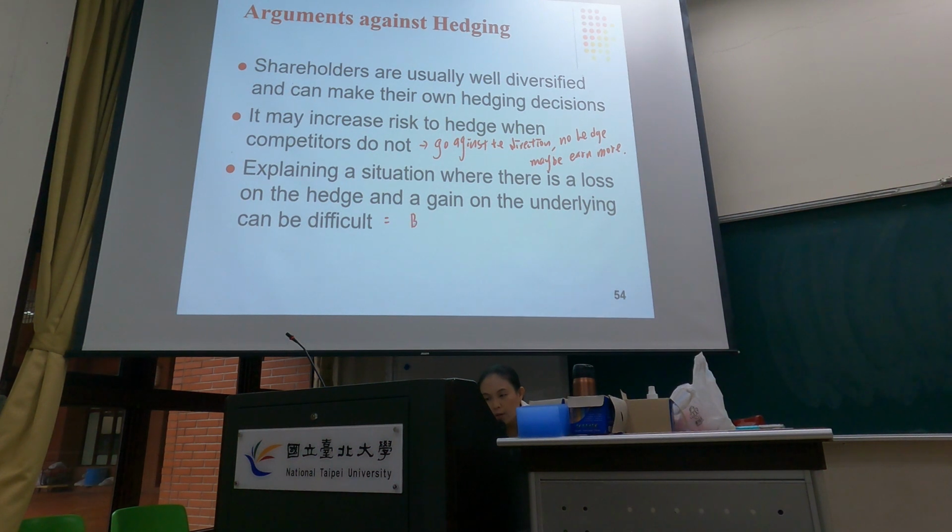Like the bakery, you construct a long hedge in wheat, but the spot wheat price actually goes down. So in that case, you don't have to hedge, right?